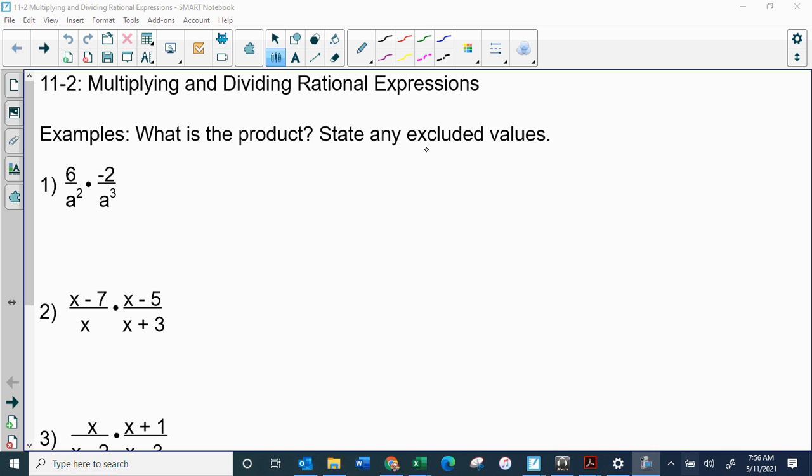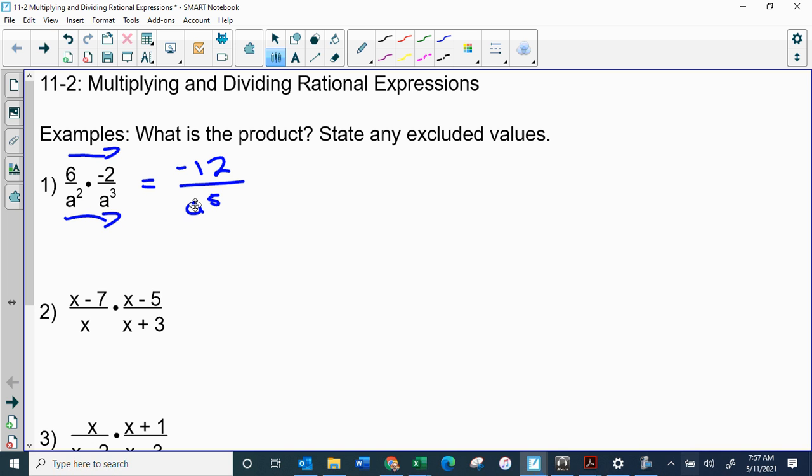So it says, what is the product? State any excluded values. All right, remember when you multiply fractions, you just multiply straight across. Numerator times numerator and denominator times denominator. So 6 times -2 is -12. And then remember, a power times a power with the same base, you add the exponents. So that would be a to the 5th.